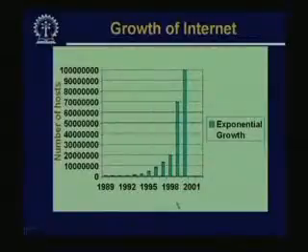This simple figure shows you the exponential nature of growth that the internet enjoys. You see, in 1989 from about 10 million hosts, in 2001 you have 100 million hosts. So over a period of time the number of nodes has increased in a fantastic way. This exponential growth continues, and as of today we have more than a billion hosts connected in the internet.